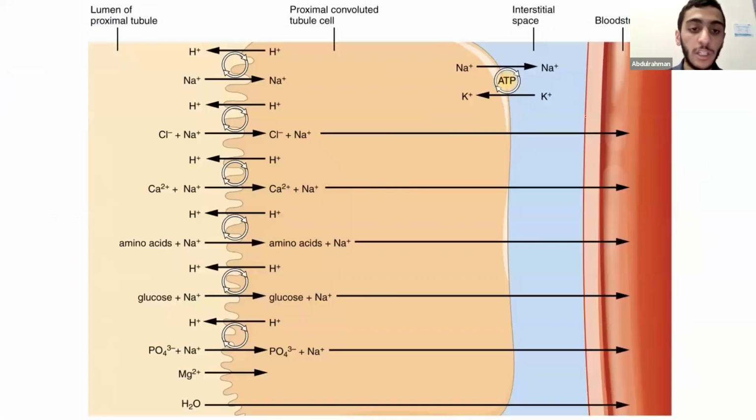This last slide here, there's nothing to it. I just want to show you guys that sodium is really important in the movement of everything: chloride, calcium, amino acids, H+ is moved with sodium, glucose, phosphate. Everything is associated with the movement of sodium.